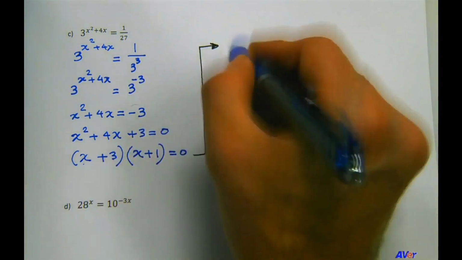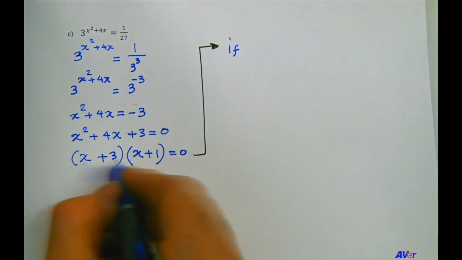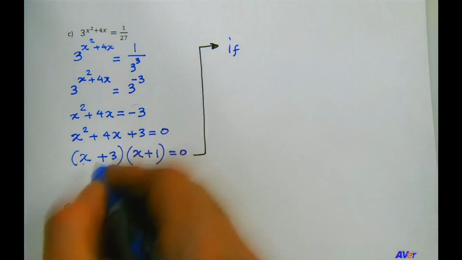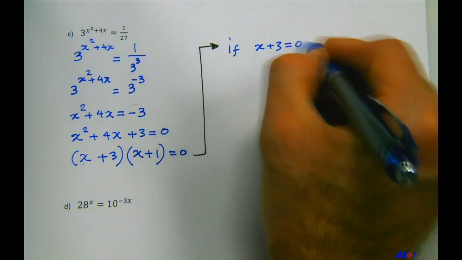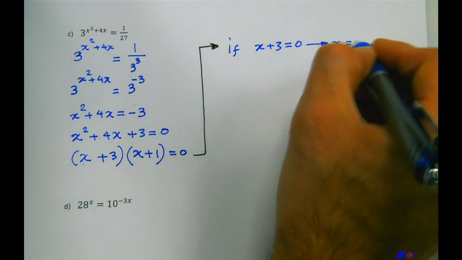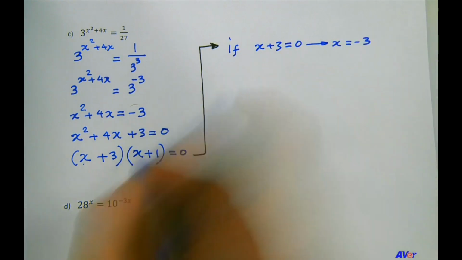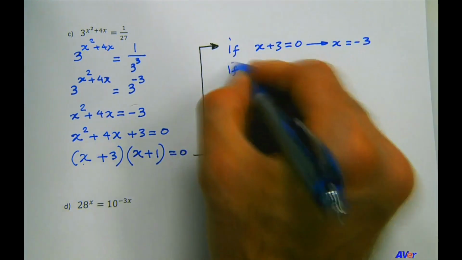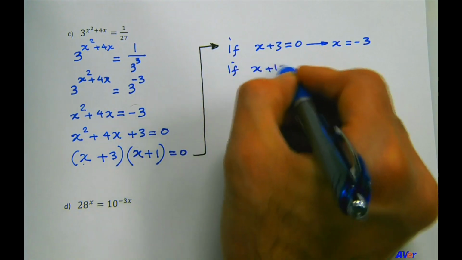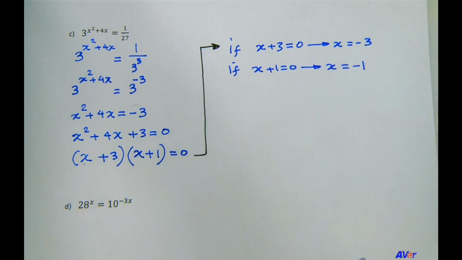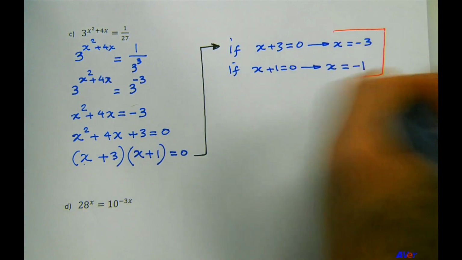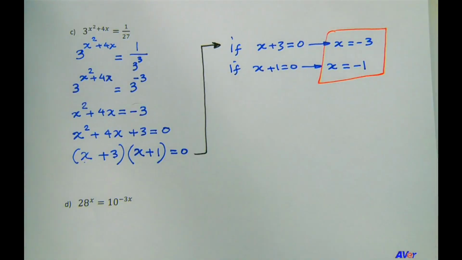So if this factor is equal to 0, if x plus 3 equals 0, then x must be equal to negative 3. If this factor is equal to 0, then x must be equal to minus 1. So these are the x values that will result from that.